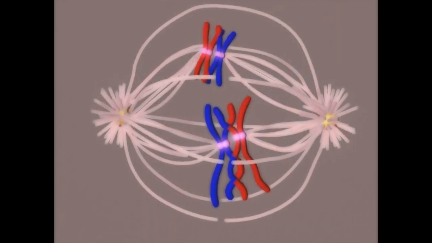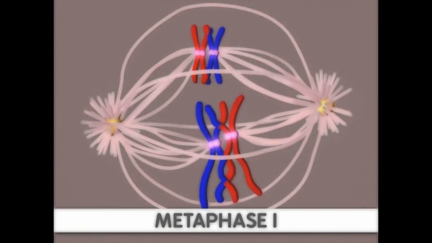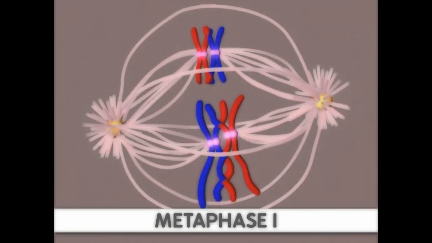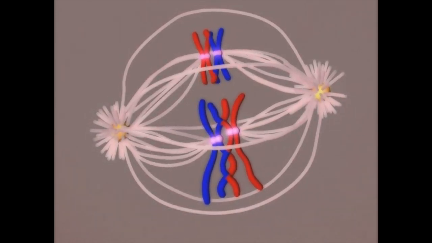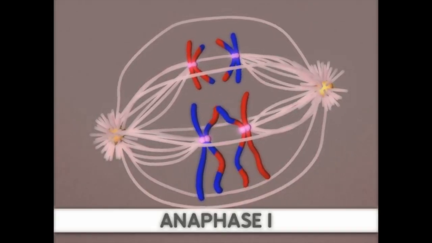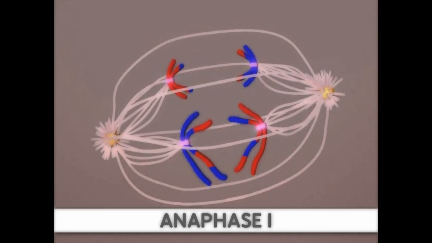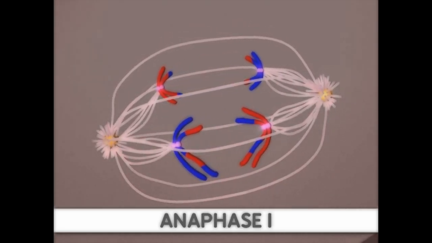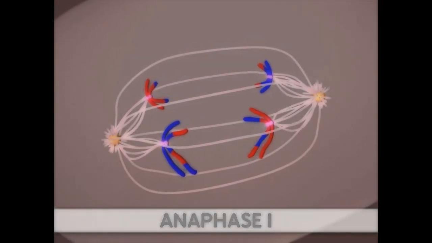The next phase of Meiosis I is called Metaphase I. Here, the synapsed chromosomes align at the equator of the cell. The chromosomes align randomly, which results in different combinations each time meiosis occurs. The next phase is Anaphase I. During this phase, homologous chromosomes separate and migrate to the two poles of the cell. Importantly, the sister chromatids remain attached at their centromeres.